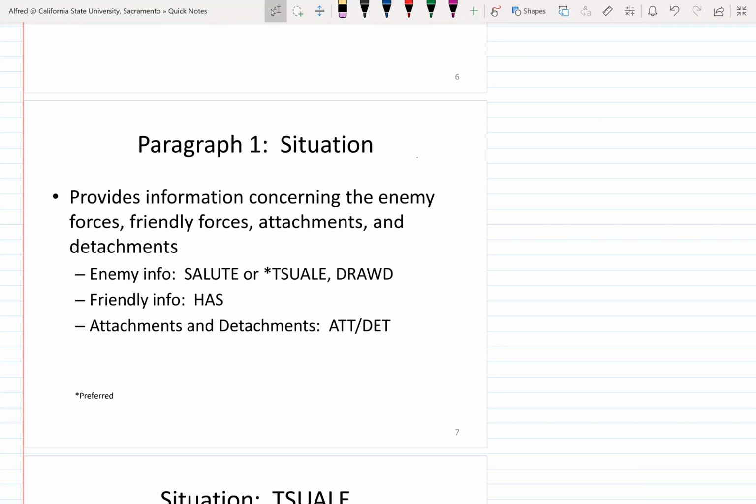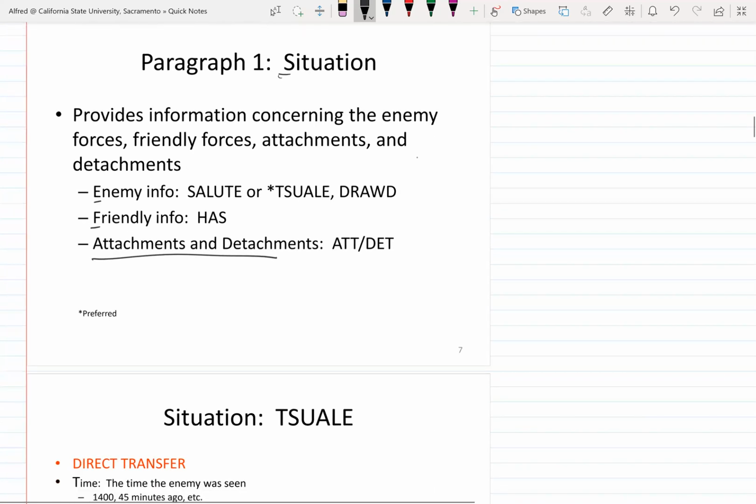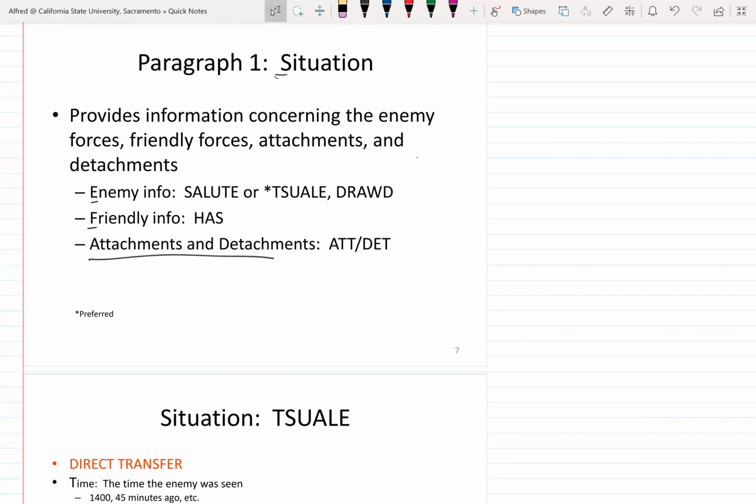Paragraph 1. Situation provides information on the situation, obviously, for the enemy, the friendly, and any attachments or detachments that you might have. So it's broken down into those three subcategories.